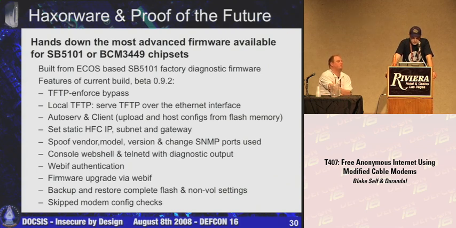It's got a TFTP enforced bypass. It's got a built-in TFTP server where you can store your configuration file of choice in the flash, and instead of having to pull it off your ISP's TFTP or your computer, it boots the modem and pulls the config from the flash. It's a pretty cool feature. You can set a static HFC IP, subnet, and gateway instead of using the one that the ISP assigns you. You can spoof the vendor, the model, the firmware version. You can change the SNMP ports so the ISP really can't. DOCSIS is completely managed by SNMP.